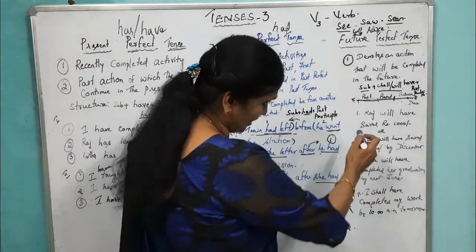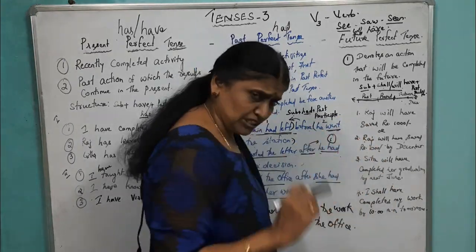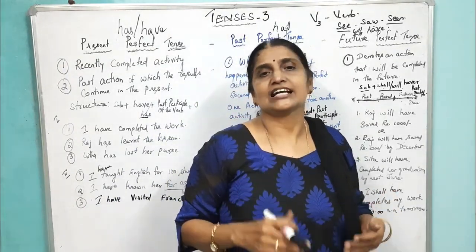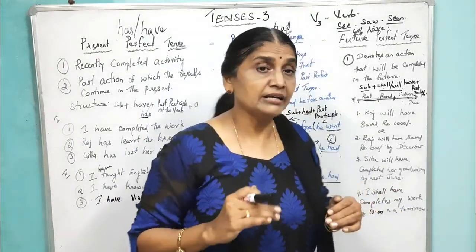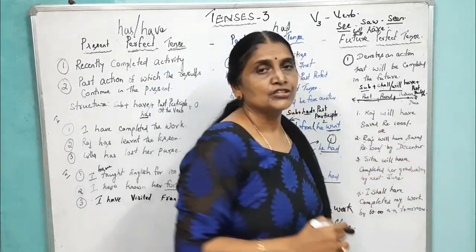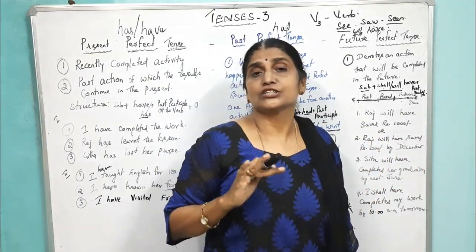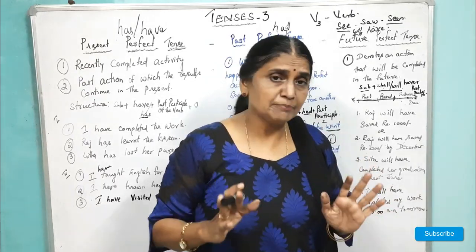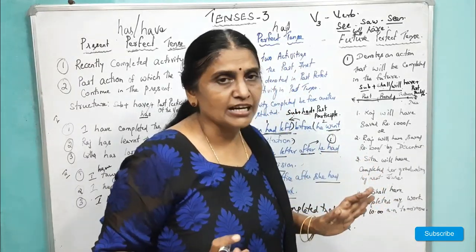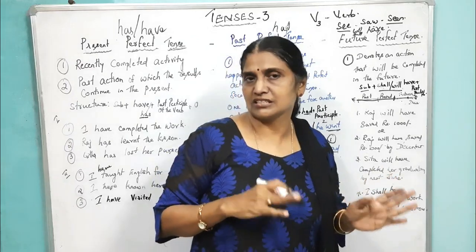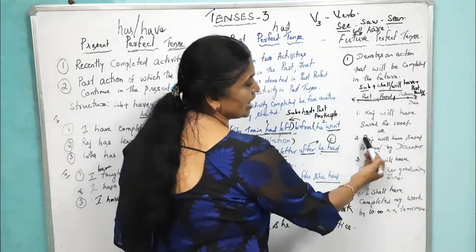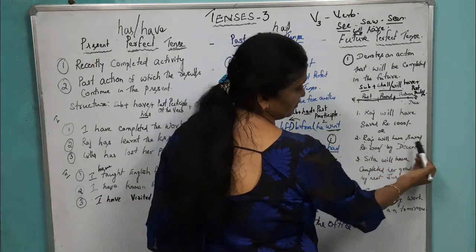Got it? So here Raj has got some plan to save some money from his salary. How much he has to save? He has to save 1,000 rupees by December. So he planned it and he is very confident that he is going to save this amount by December. So we'll put it like this. Raj will have saved 1,000 rupees by December.